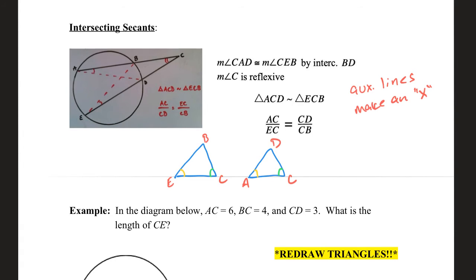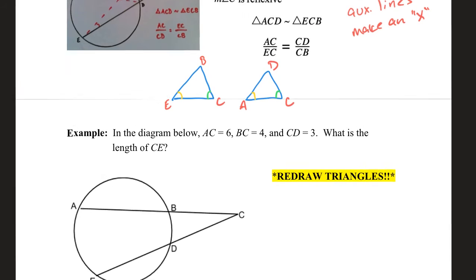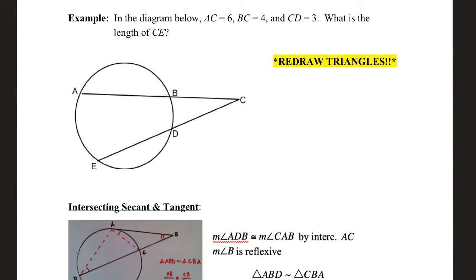And if you needed to, you can do the other side. BE would be corresponding to DA. Okay, so if you can't see this one, redraw the triangles for yourself. All right, so let's do a quick example. So I have it written right here. Redraw your triangles. So we have AC, so this whole side is 6. BC is 4. And CD is 3. And we want to know what CE is.